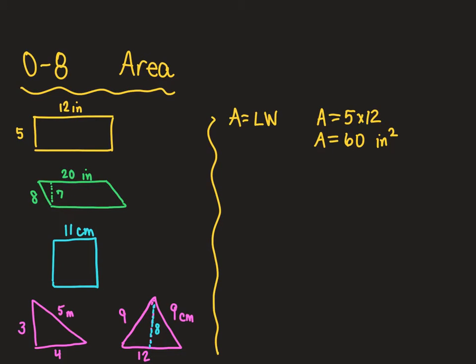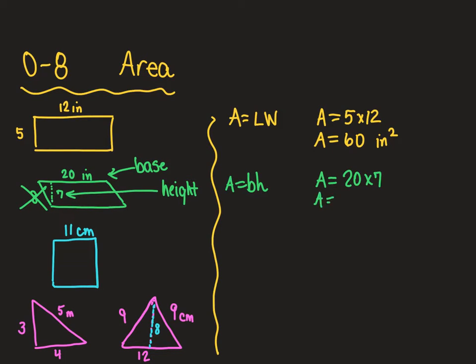So the formula goes like this. Area equals base times height, BH smushed together. 20 is the base. 7 is the height. So I'm going to multiply them together, and I'm not using 8 this time. I would use 8 for perimeter. I'm not using 8 for area. 20 times 7, area equals 140 inches squared.